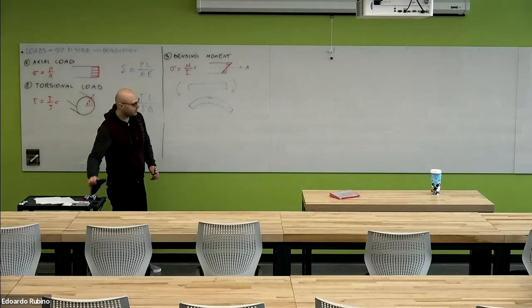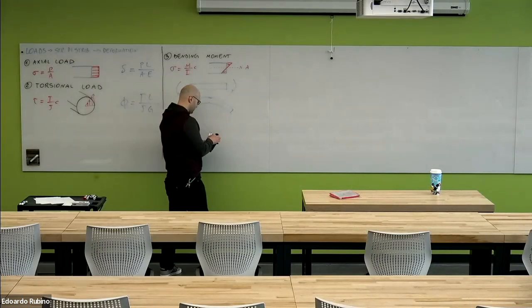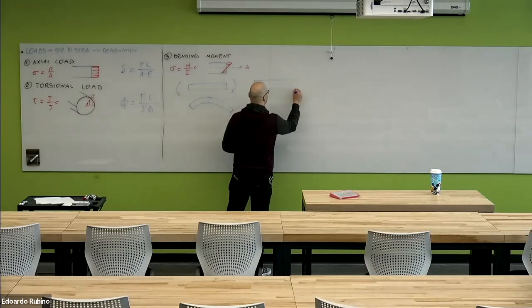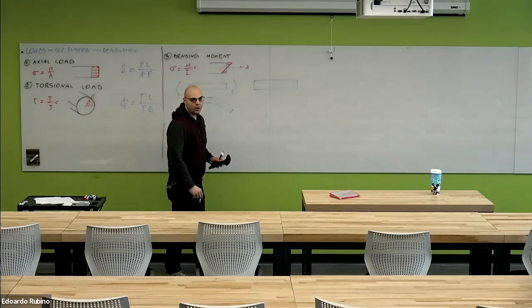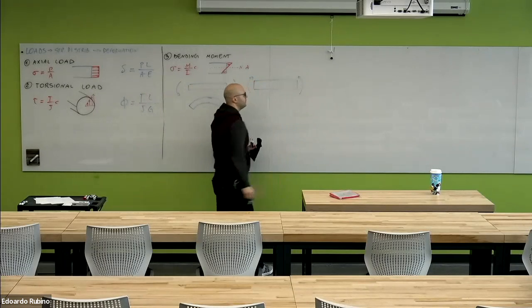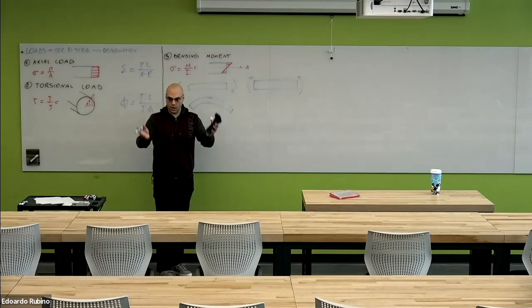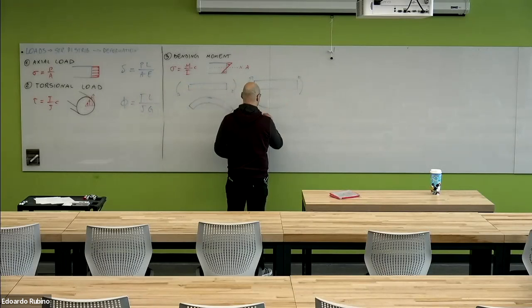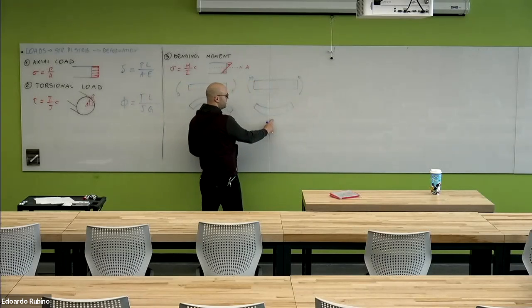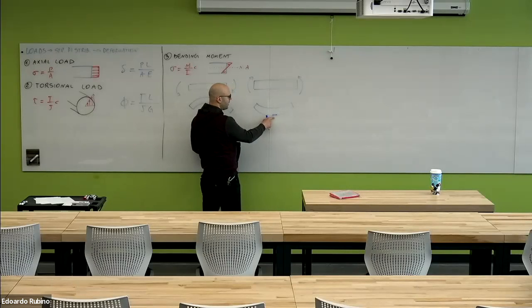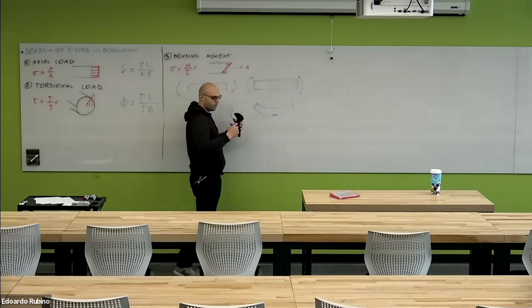On the other hand, if we apply a bending moment in the opposite direction, it looks like this, we will obtain the opposite deformation. And in this case, we have bottom fibers that are stretched and top fibers that are compressed.